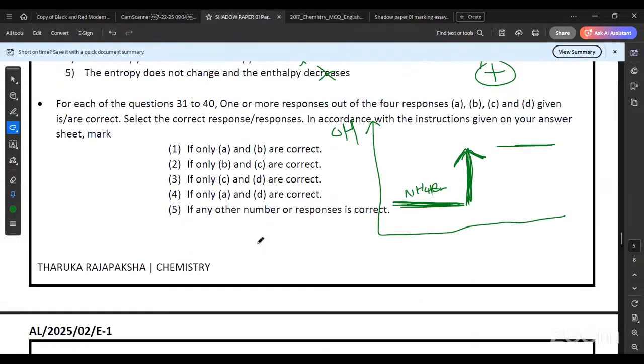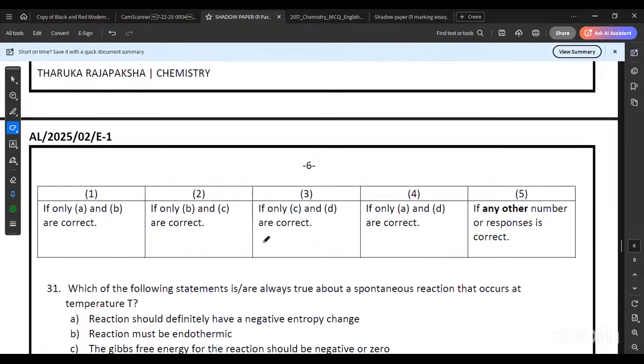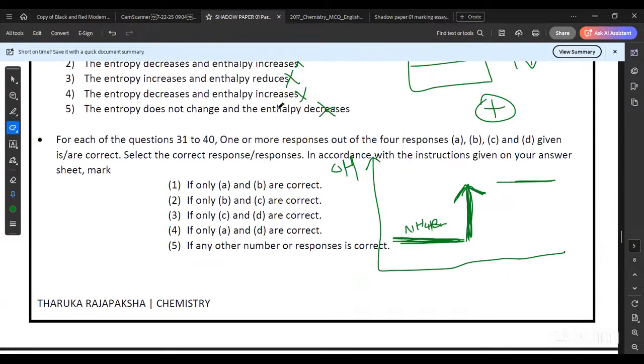Did you understand? එතකොට ඒකේ answer එක ගන්න එහෙම. Okay, right.